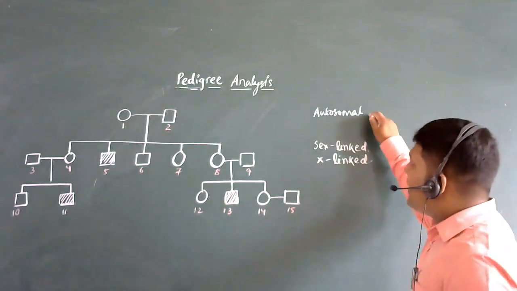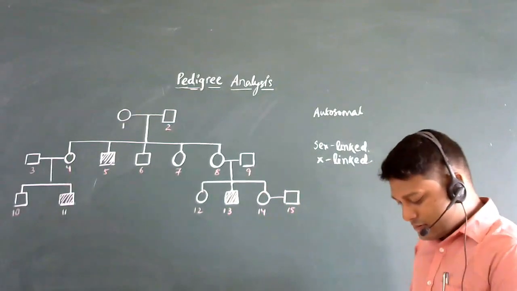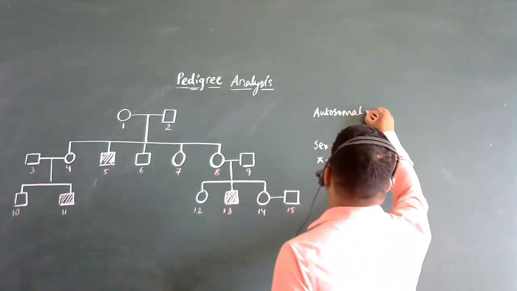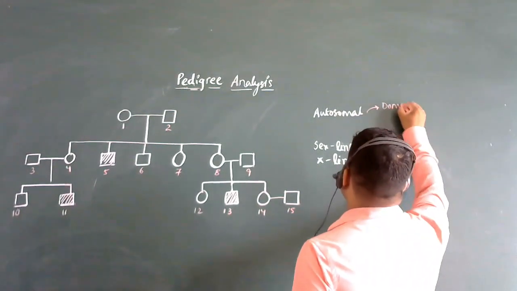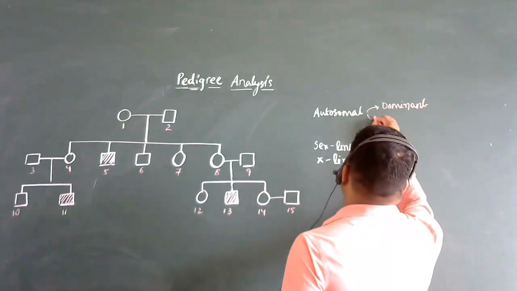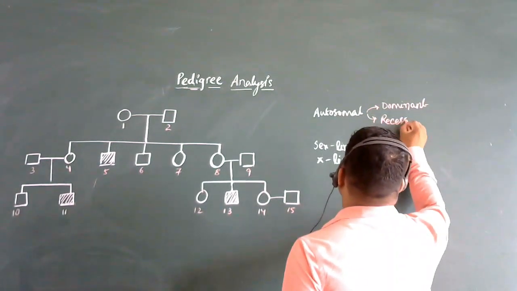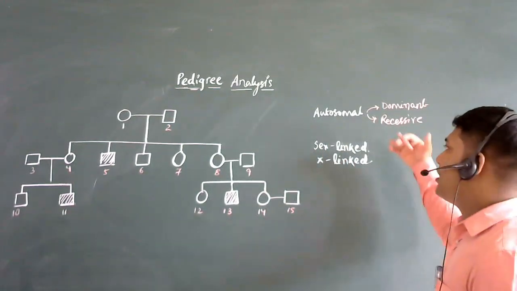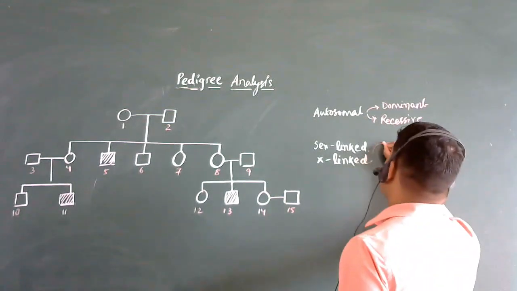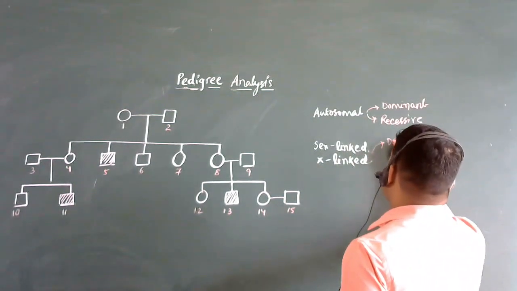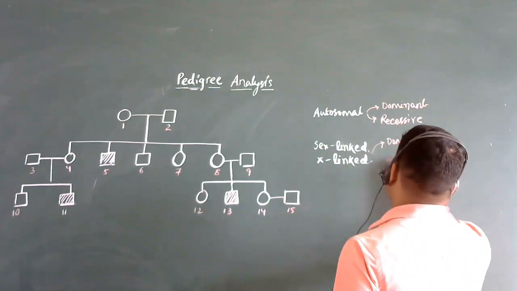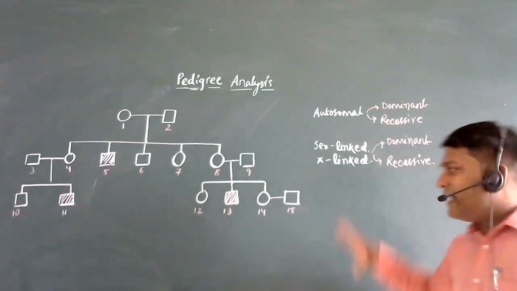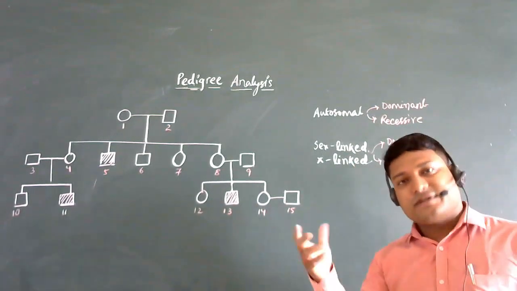After you identify this, again there is a question. You have to identify whether the trait is getting transmitted in a dominant fashion or in a recessive fashion. So you have to identify whether it is autosomal dominant or autosomal recessive. Similarly, here again you have to find out the X-linked or Y-linked, dominant and recessive.